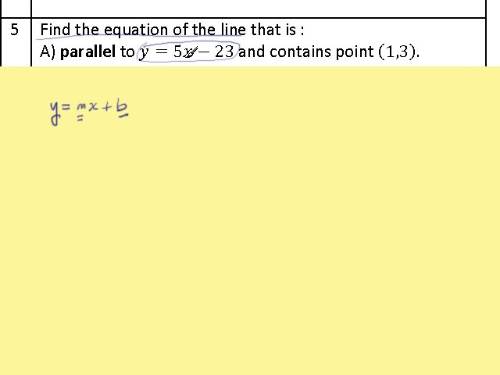We have this information that the line is parallel to this line. This line has slope 5. And since parallel lines have the same slope, our line also has slope 5, so we can fill in a 5 right here.